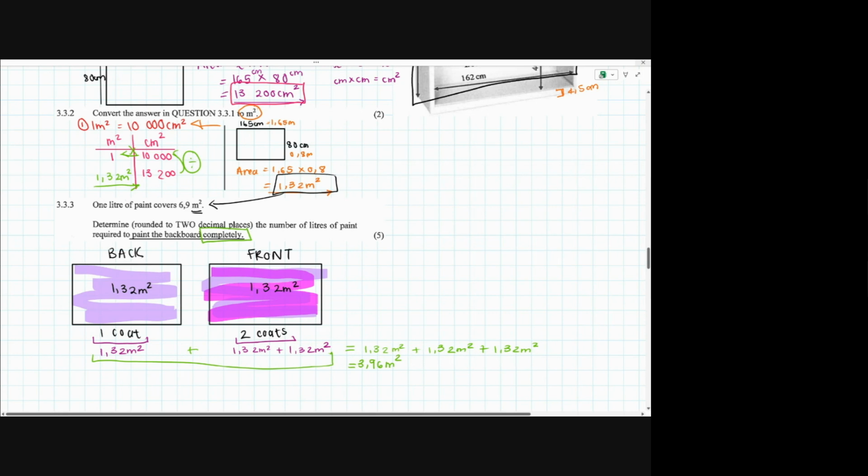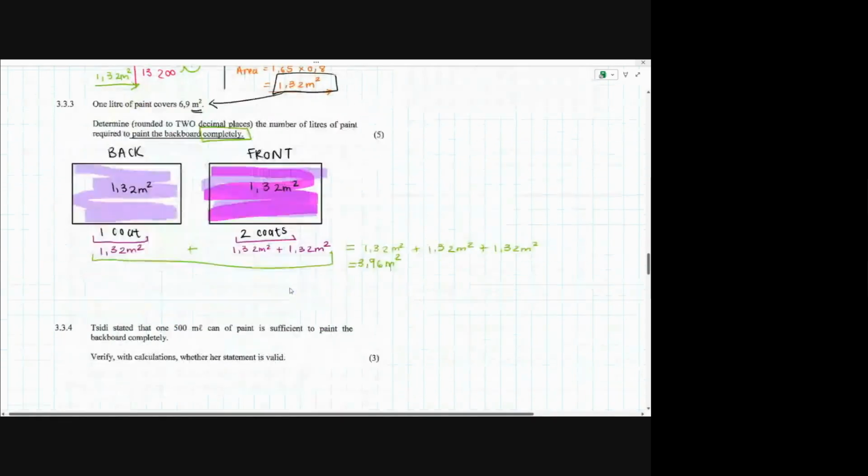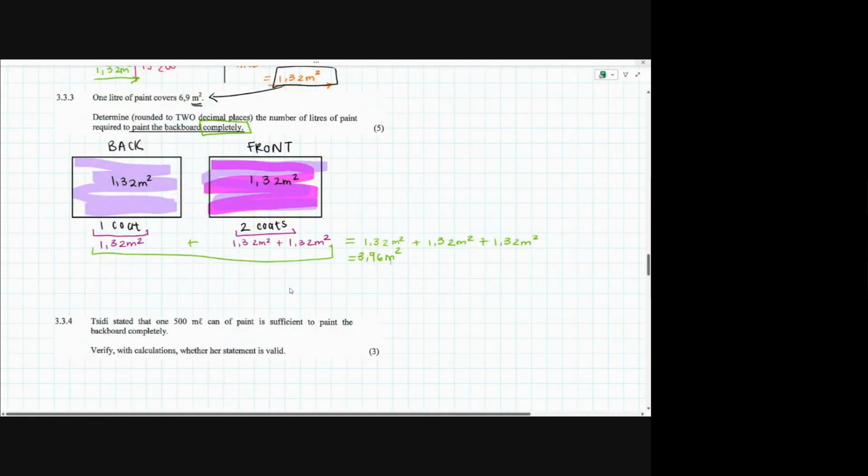Now I know how much I have to cover. It then goes on to tell me that 1 liter of paint covers 6,9 meters squared. So if I only have 3,96 meters to cover, I'm definitely not going to need a full liter of paint because 3,96 is much less than 6,9 meters squared. But once again, we can use the trick method if we wanted to. That's up to you. And seeing as we're on a roll with the trick method, let's go there.